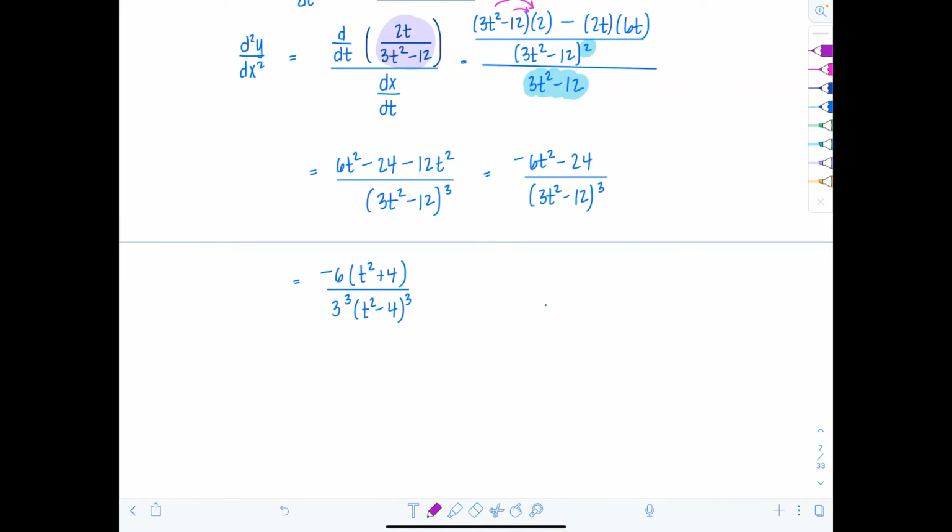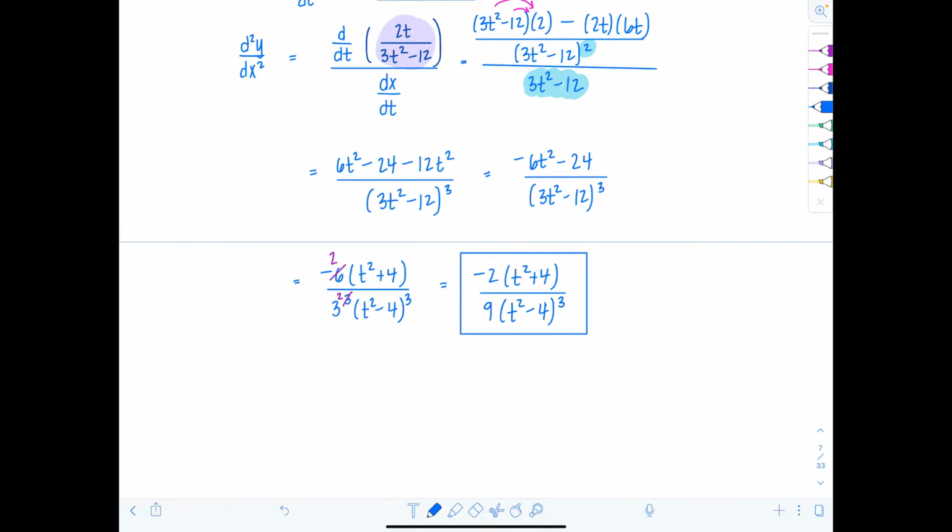And now I can cancel out a factor of 3 from the numerator and denominator. So that's going to be a 2. That's just 3 squared. So at long last, our second derivative is negative 2 times t squared plus 4 over 9 times t squared minus 4 cubed. Voila. There's our second derivative.